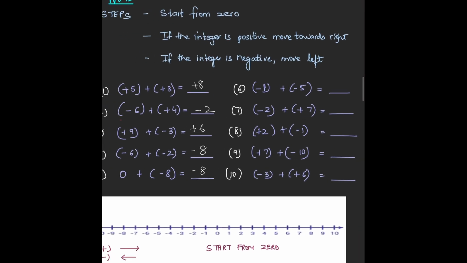Next one, number 6. Negative 1 plus negative 5. Okay, both are negative. I'm going to jump to the left twice from 0. Negative 1, negative 5. 1, 2, 3, 4, 5. Answer is negative 6.